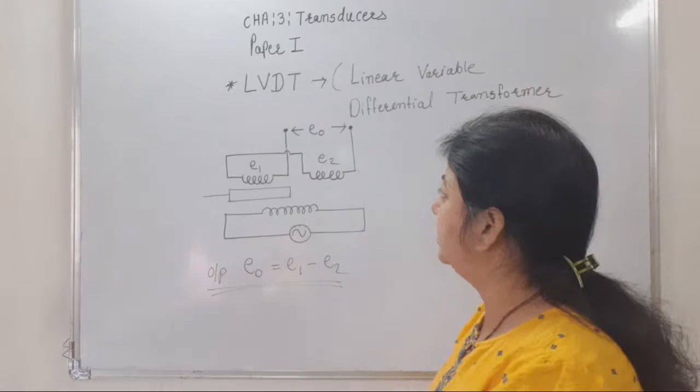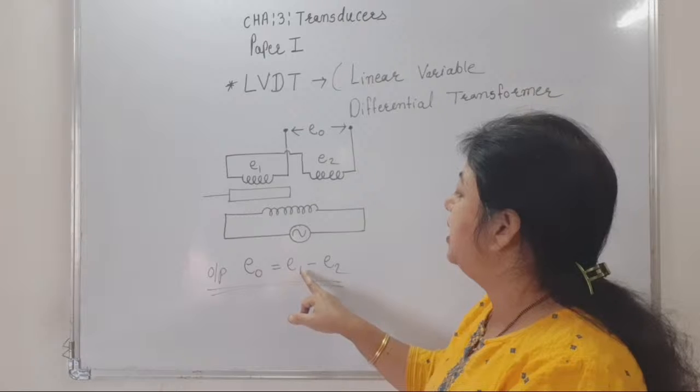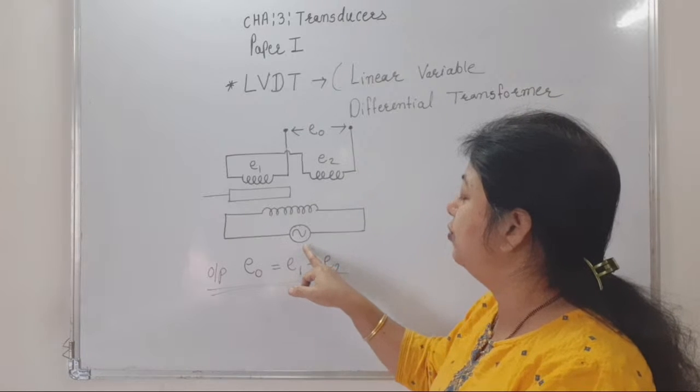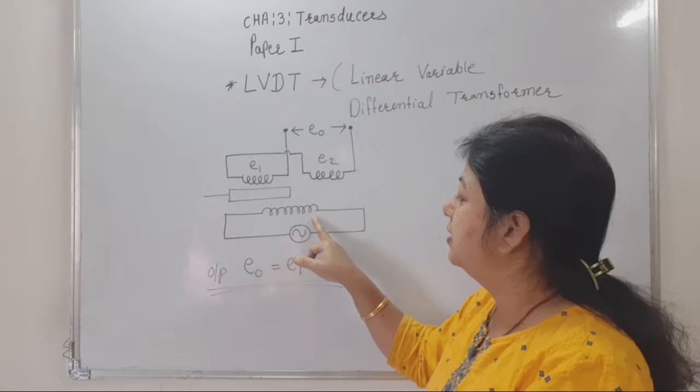Means according to that there is a change in direction of EMF. So output E0 equals E1 minus E2. So the input applied primary voltage is here, and this one is the primary voltage.